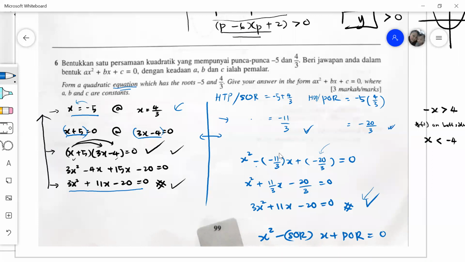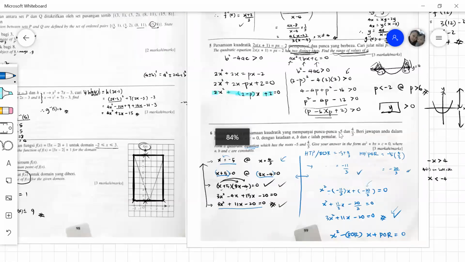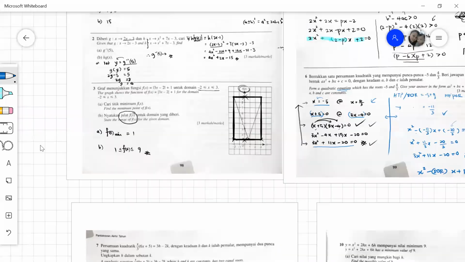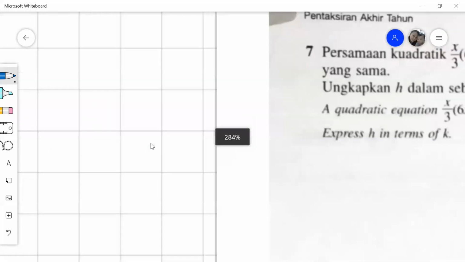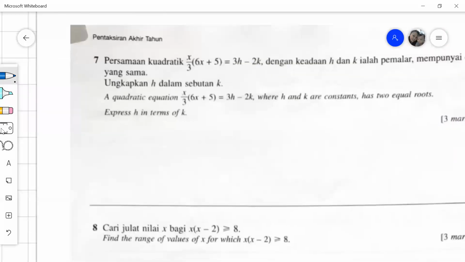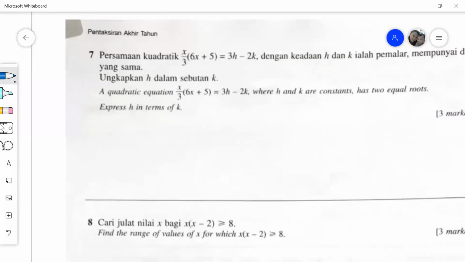You're almost there only. Okay, so this is number 6. Let's move on to 7. Number 7, quadratic equation again. Now we have a quadratic equation, h and k are constants. It has 2 equal roots. Whatever they say over here, we don't care. You just look for the keywords. It has 2 equal roots.